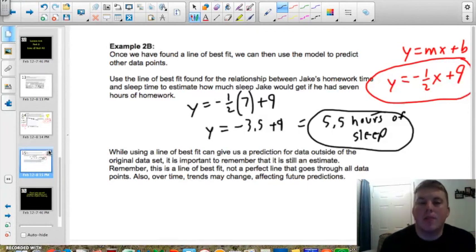Alright, that wraps up finding the line of best fit using the eyeballing method. We do have a more precise way to do this using calculators, and we're going to take a look at that in the application video. But that's going to wrap up everything for our lesson.